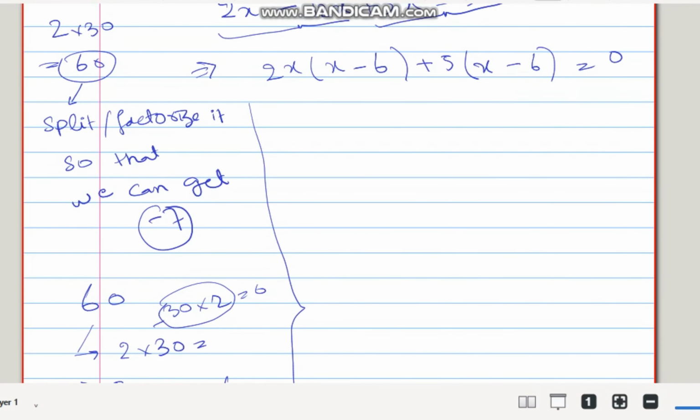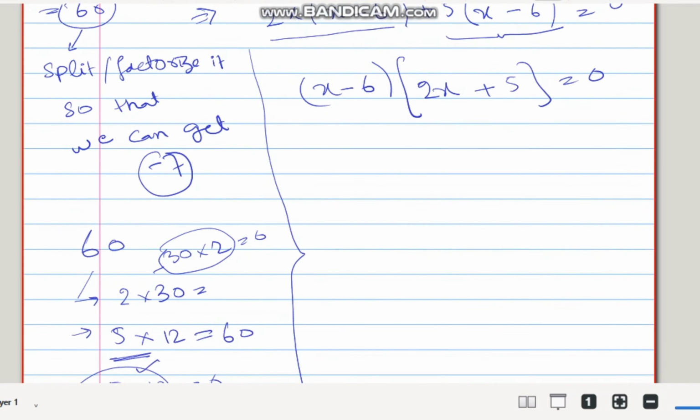Now, see this expression. These are two expressions. What I think is common here is x minus 6 in both of these expressions. So let me take x minus 6 as the common factor. If I take x minus 6 as common, what will be left here? 2x will be present here. Yes, and x minus 6 will be taken out, and just 5 will remain here. So these are your factors basically.